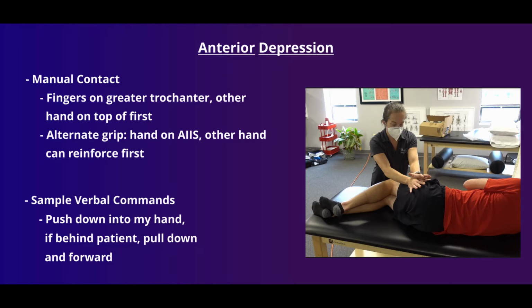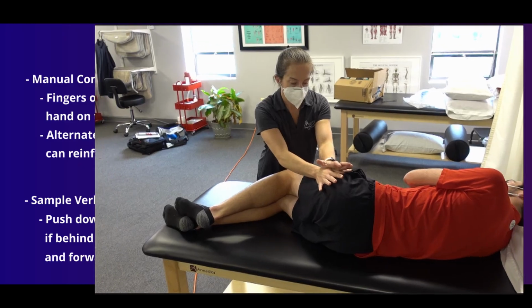Manual contact can be placed either at the anterior inferior greater trochanter or on the anterior inferior iliac spine. The second hand then can reinforce the position of the first. Remember, the goal for manual contact is to facilitate the proper movement. If one location is ineffective, try considering the alternate. Verbal command should direct the patient to move the pelvis anteriorly and inferiorly in a linear fashion.